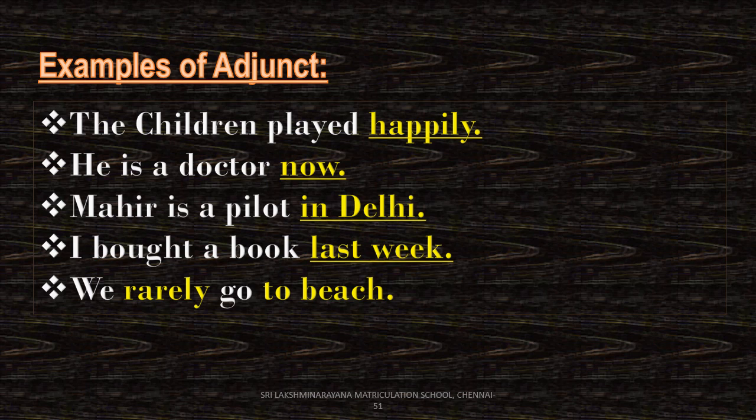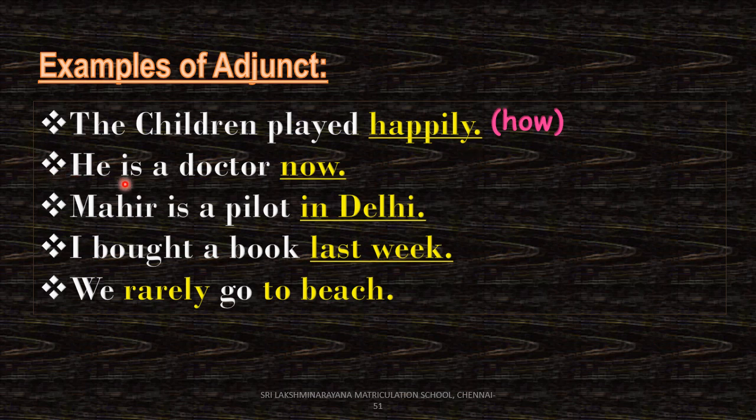Let's look at the examples of adjunct. Look at the first sentence, children. The children played happily. So in this sentence, the children is the subject, played is the verb, and what is this, happily, children? Yes, happily is an adjunct. As I said, an adjunct tells you how, when, where, and why the action takes place. So you ask a question to the sentence: how do the children play? The answer to the question how is happily. So happily is the adjunct.